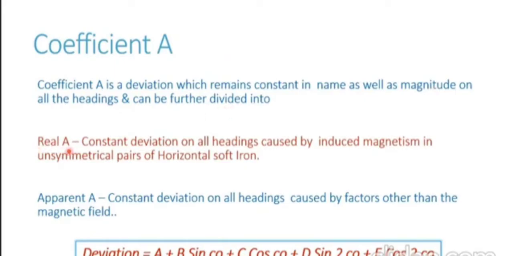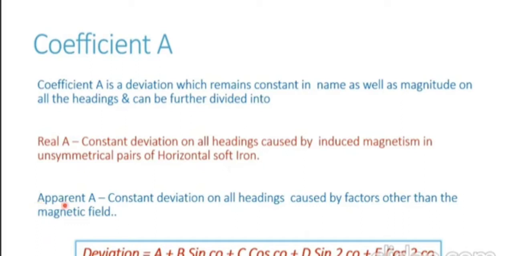One is called real A, another is called apparent A. What is this real A part of the coefficient A? It is a constant deviation on all the headings caused by induced magnetism in unsymmetrical pairs of horizontal soft iron. I will explain this to you in detail by showing this kind of structure in the diagram. So for now, just understand it is caused by induced magnetism in unsymmetrical pairs of HSI, horizontal soft iron. So the cause of real A is the horizontal soft iron on board.